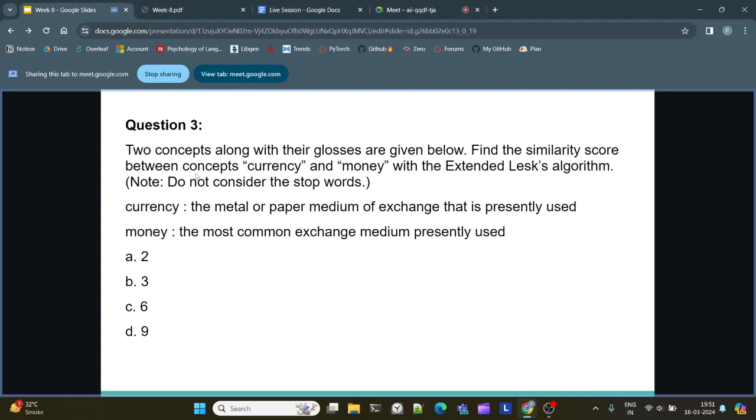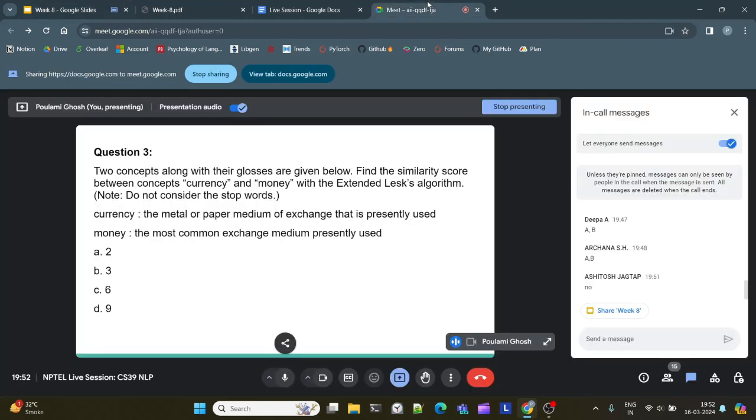In extended lesk, we need to find the common words. We do not need to consider the stop words. Other than that, we need to find what other words are there, and we need to solve the problem. So please try this problem, and we'll discuss it in a couple of minutes.